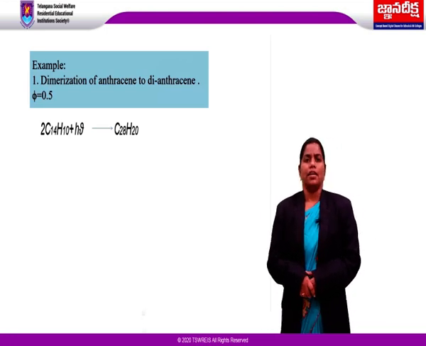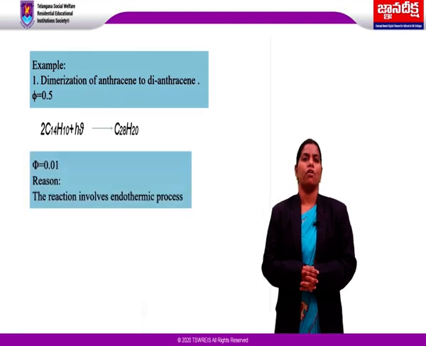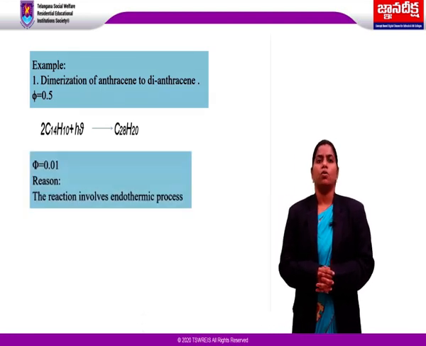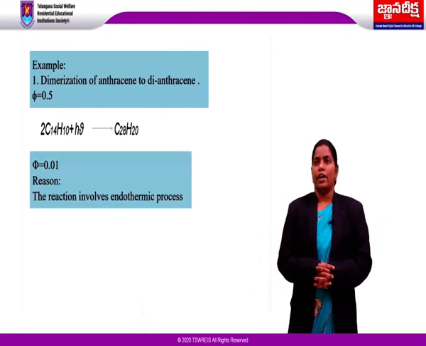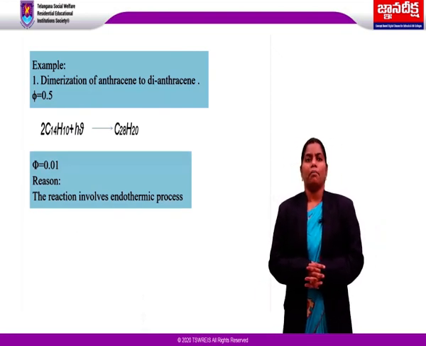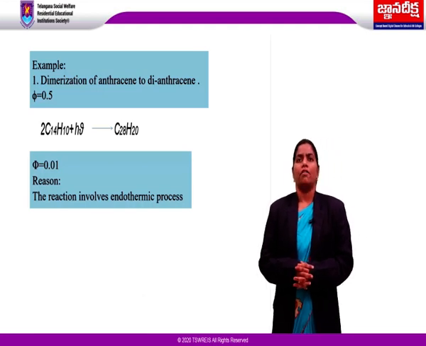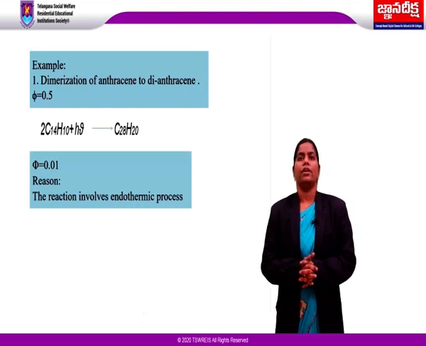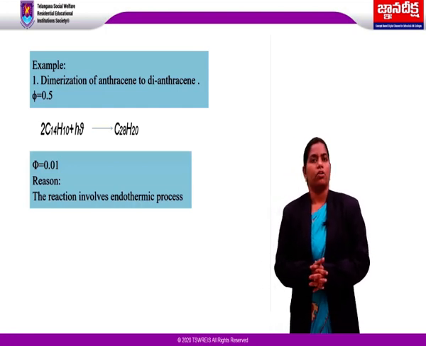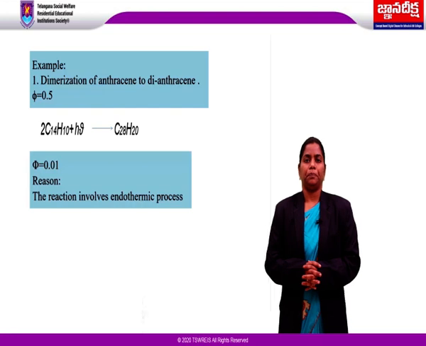One more example is the photochemical combination of H2 and Br2, whose quantum yield is found to be 0.01, which is nothing but 1 by 100. That means out of 100 photons absorbed by the molecules, only 1 molecule is successfully converted into product.